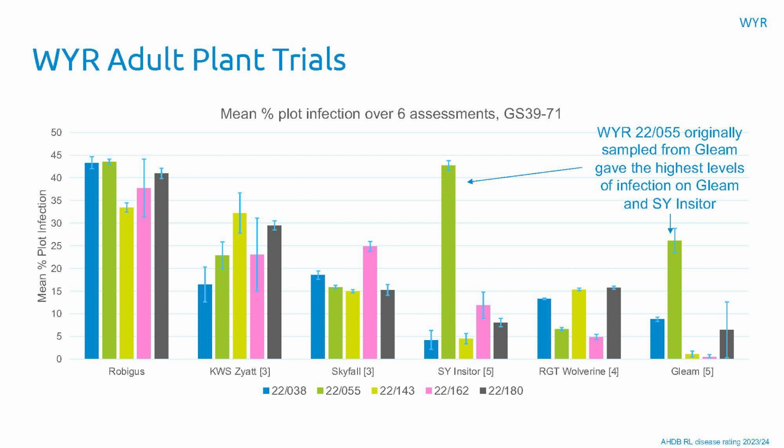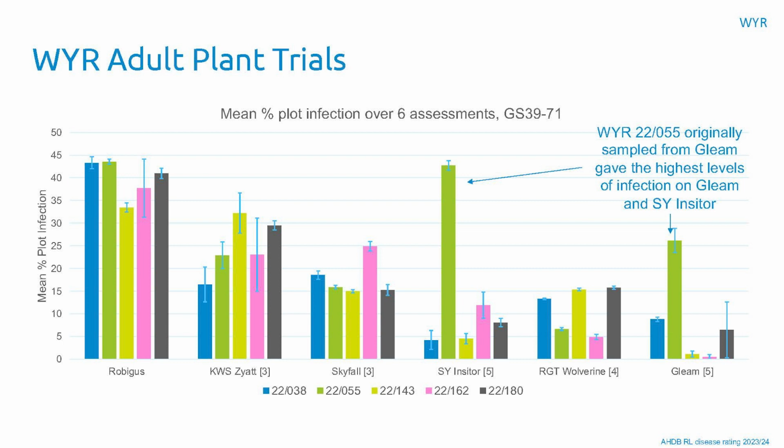So we'll start with Robigus. That's one of our susceptible control varieties, and it had the highest level of infection with the isolate in green, which is 22055, with 43.6%, just a smidge more than 22038. The next variety I've shown is KWS Zayat.